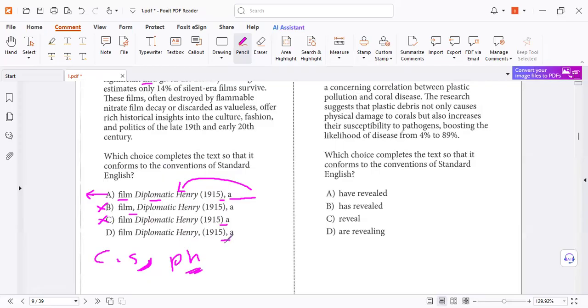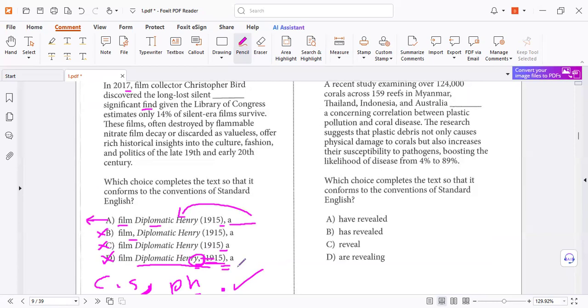Here we have a comma, correct, but we don't need this part. Why? Because how do you make the date non-essential? It's related to the name of the film. We cannot delete it because the date of the film is important. So this comma is unnecessary. If this is correct.